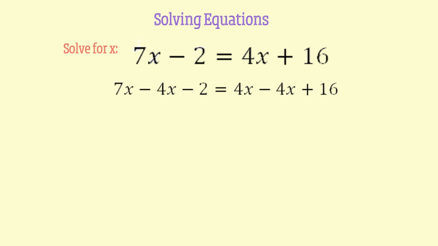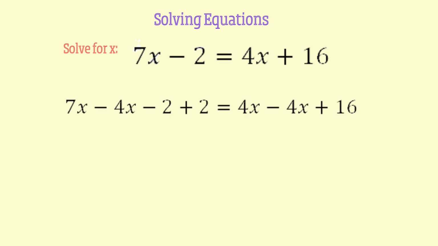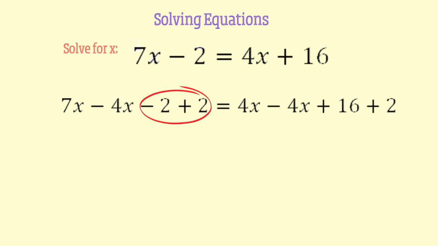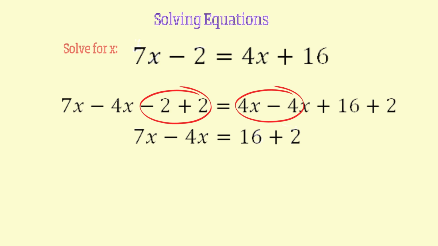To remove negative 2 from the left, we do the opposite and add 2, but we also need to add 2 to the right to keep the equation balanced. Now negative 2 and positive 2 is a zero pair, while 4x minus 4x is also a zero pair. So we'll end up with 7x minus 4x on the left, and 16 plus 2 on the right. Hence 3x equals 18. Remember, the aim is to have x by itself, so we get rid of the 3 multiplied to it by doing the opposite, and divide by 3. But we also need to divide the other side by 3 to keep things balanced.